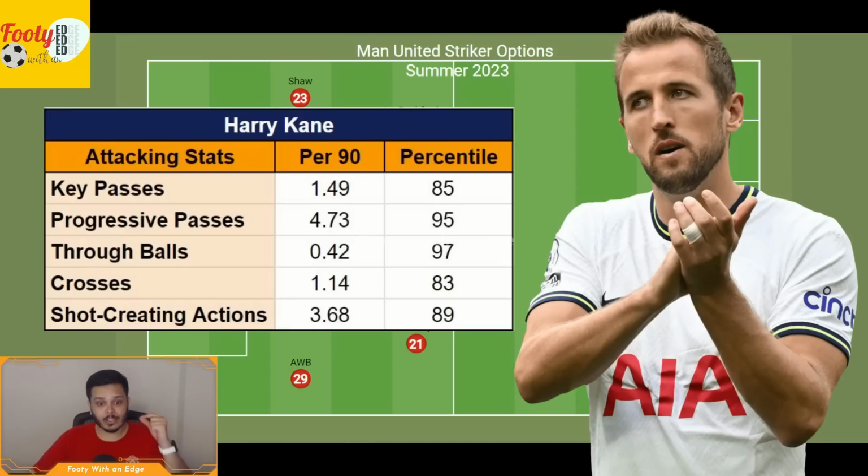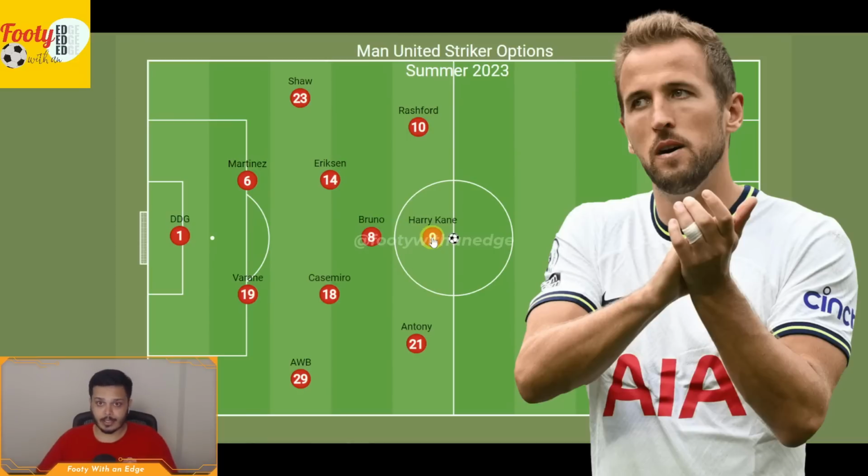So overall, Kane is almost the perfect striker for Erik ten Hag in possession, and we're actually going to use his offensive stats at least as a benchmark throughout the rest of this video. Now let's look at his defensive stats.